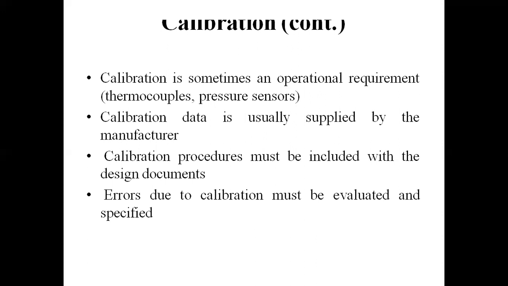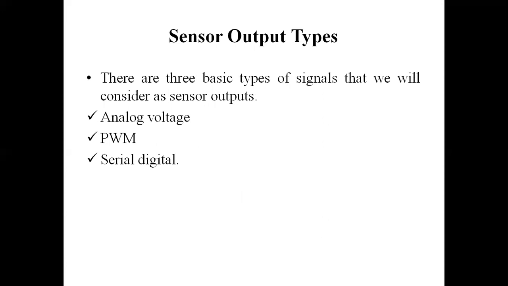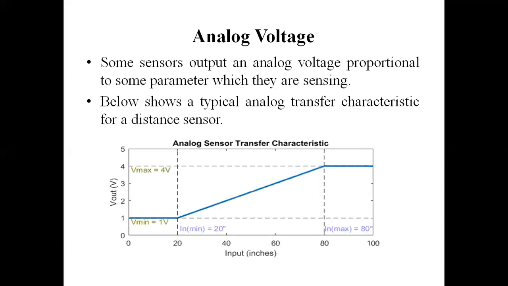Okay, the next one will be the sensor output type. So we have three basic types of signals that will be considered as a sensor output. One is the analog voltage, the second one is the PWM, and the third one is the serial digital. Okay, so let me see one by one. So what about the analog voltage? Actually, the sensor output analog voltage is proportional to some parameters which it is sensing.